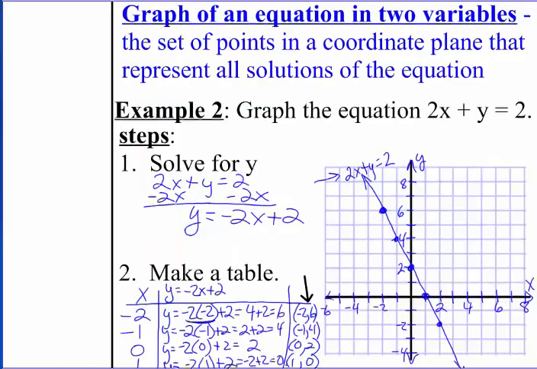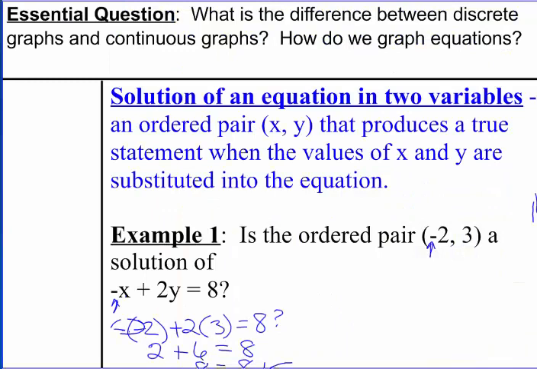So that concludes video 16. Don't forget to go back and answer your essential question at the end of your lesson. So what is the difference between discrete graphs and continuous graphs? We talked about that. And how do we graph equations? We had a list of steps that help us with graphing our equations, making sure that you have all the other details as part of your graph. I'll see you in class.